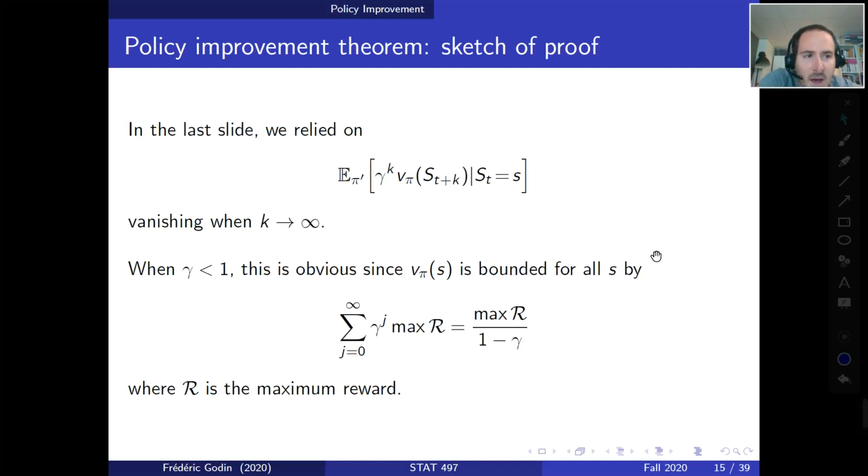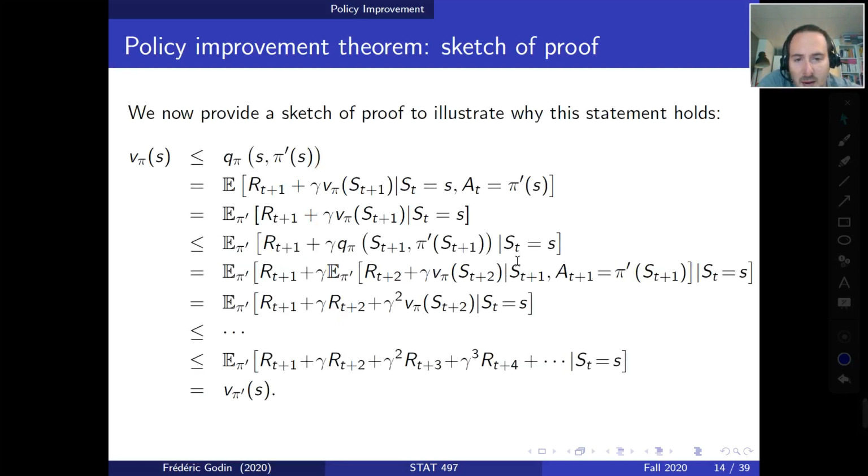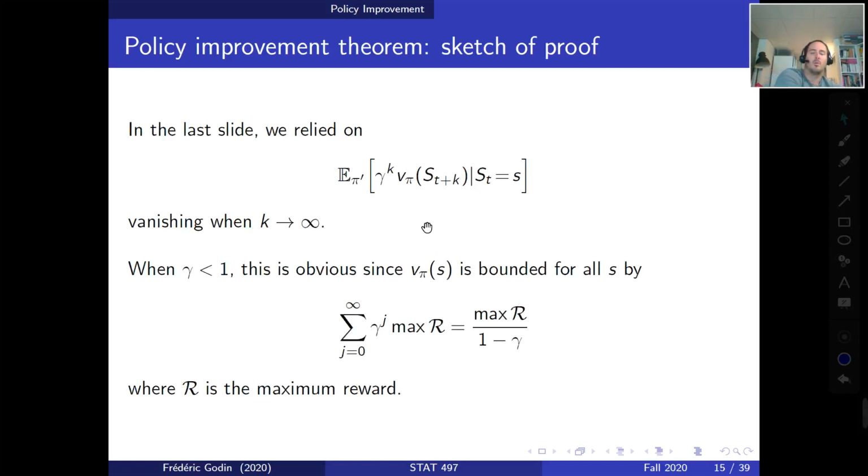And in the previous theorem, as we mentioned, let's go back one slide, we assumed that this term would converge to 0. The number 2 here would eventually become k, and if k tends to infinity, we hope that this term goes to 0. So we relied on the assumption that the expectation under policy pi prime of gamma to the power k times v pi of the state s_{t+k}, given the current state, vanishes. Vanishes means converges to 0 when k goes to infinity.